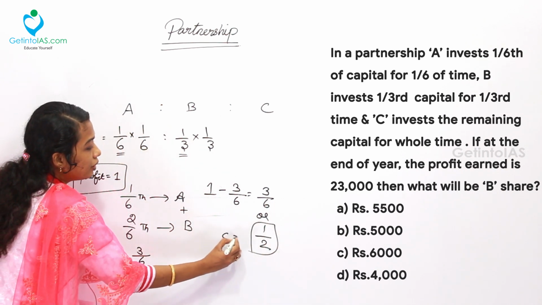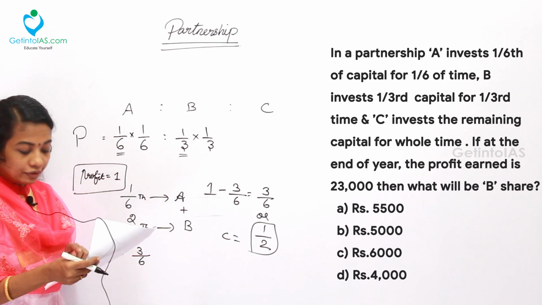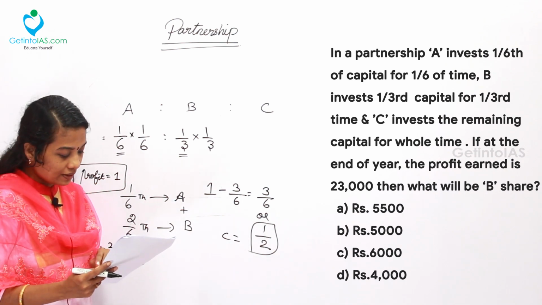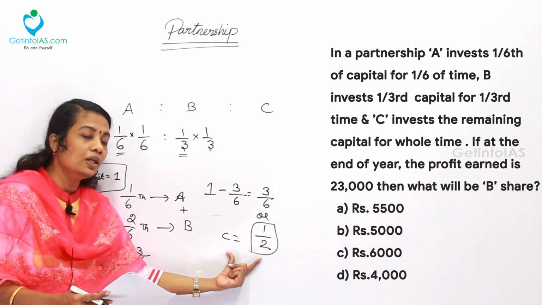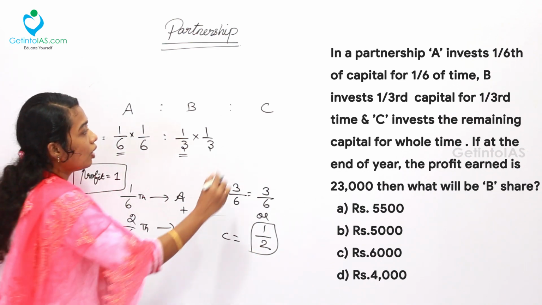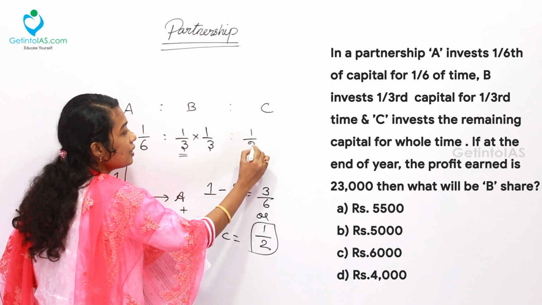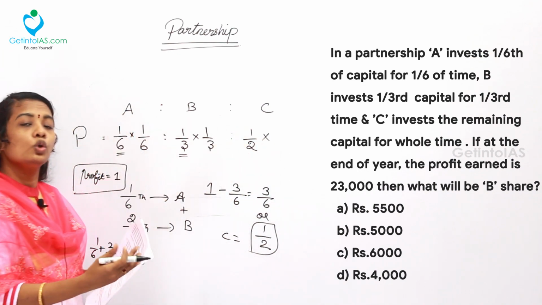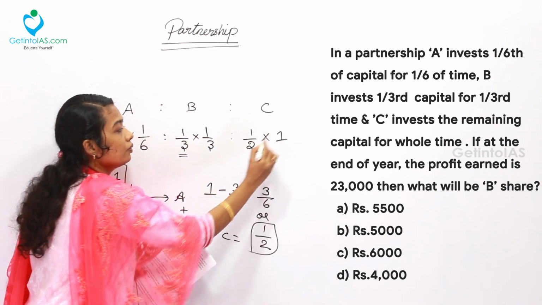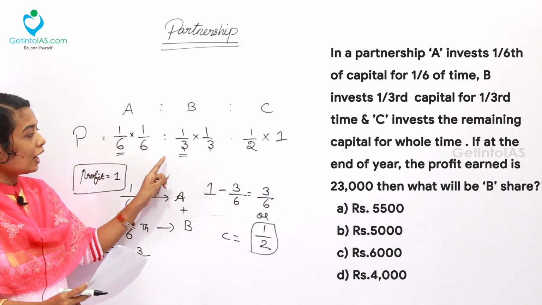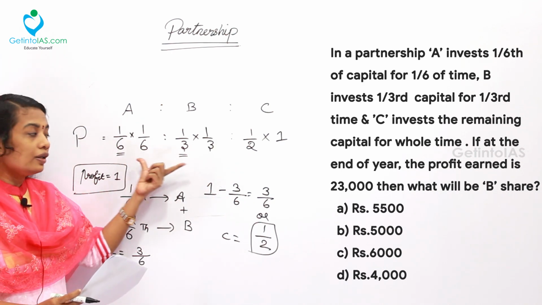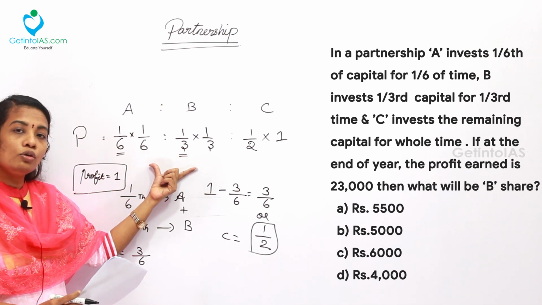So this is done by B, because the word says here, C is investing the remaining capital. So the remaining capital is half. Half of the capital is invested by C for the whole time. Whole means 1, for 1 year or 12 months, whatever it is, the whole time. That's all. Now you will have to evaluate the ratio in terms of whole numbers.